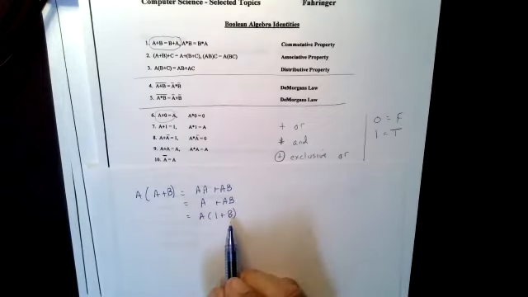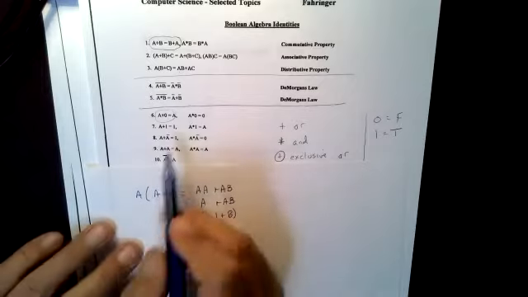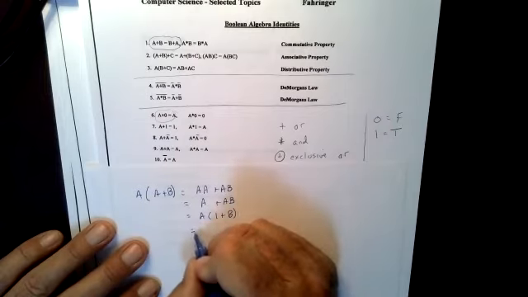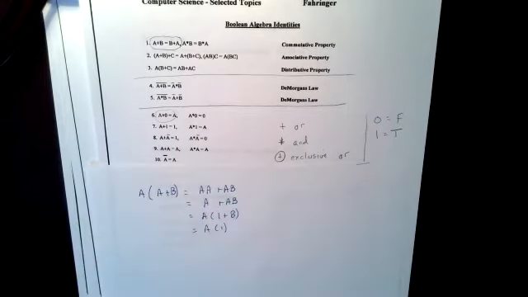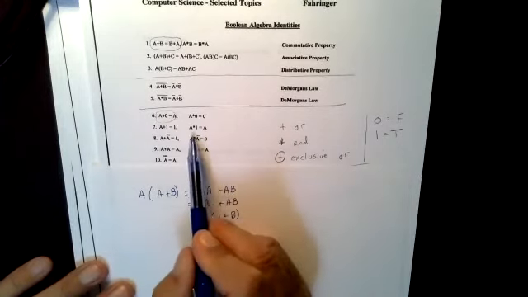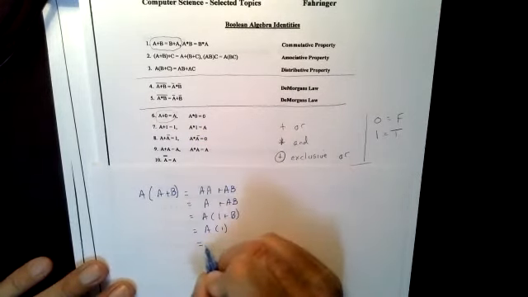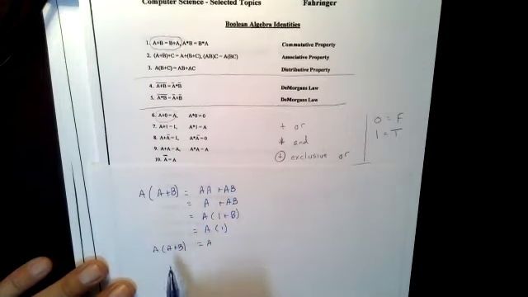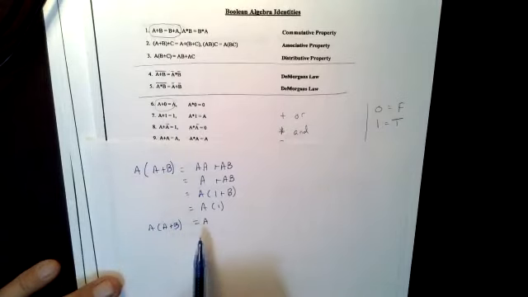So I'm taking B and I'm ORing it with true. What is B plus 1? Anything ORed with 1 is always going to be true. So now this is going to equal A times 1. And in our regular algebra world, it works the same as here. Anything ANDed with 1 is itself. So this is going to end up equaling A. So A times A plus B equals A does in fact actually equal A.